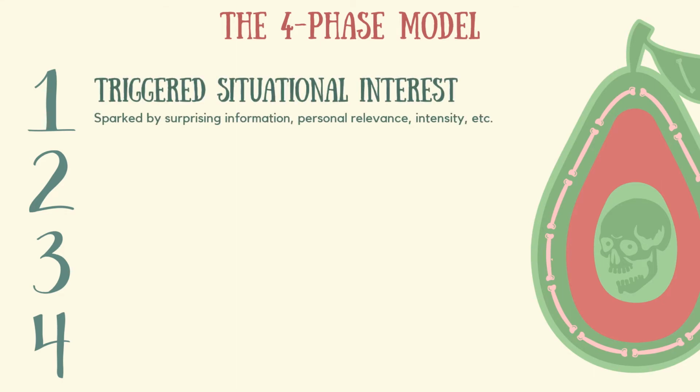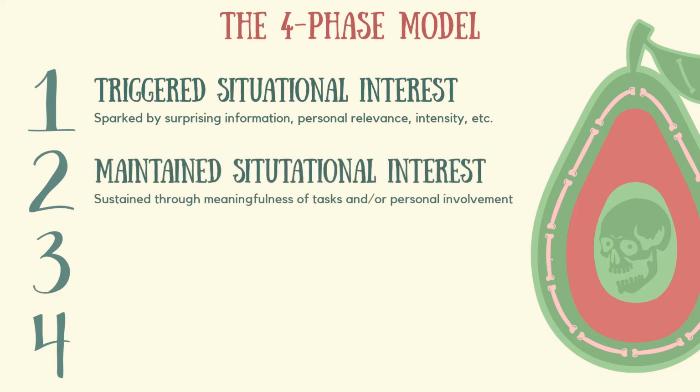Phase 1, triggered situational interest. This is a psychological state of interest that results from short-term changes in affective and cognitive processing. It can be sparked by environmental or text features like surprising information, personal relevance or character identification, and intensity. An emerging individual interest is typically but not exclusively self-generated, but it does require some external support from peers, experts, etc.